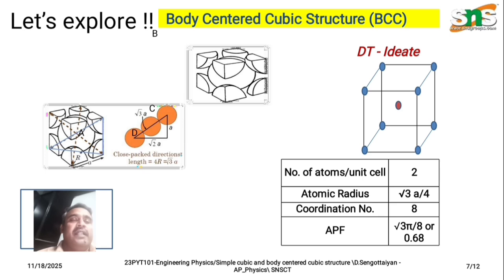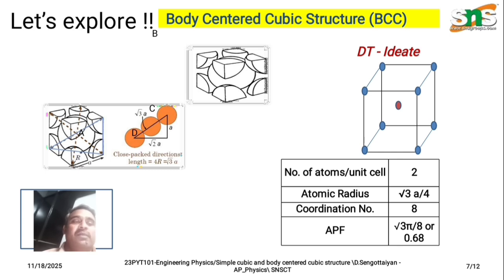The next important lattice parameters are of BCC, the body centered cubic system. In the body centered cubic system, an extra lattice point is present in the unit cell, that means the BCC atom. In BCC also there are 8 corner points, each shared with 8 unit cells. So 1 by 8 into 8 equals 1, plus the BCC atom 1, so 1 plus 1 equals 2. So the total number of atoms present per unit cell in BCC is 2.